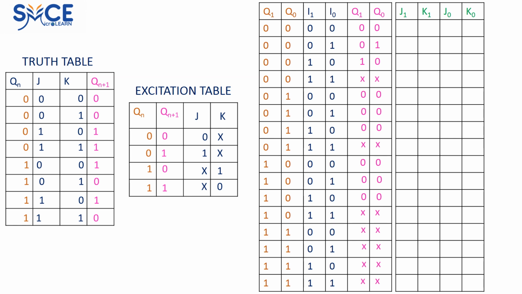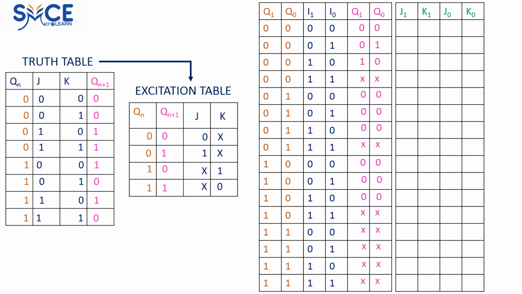From the truth table, we can derive an excitation table which gives the inputs to be applied to the flip-flop in order to effect a transition from a previous output to a next required output. It should be noted that the previous output is the one before the application of clock and the next output is the one that is obtained after the application of clock, and they are shown in brown and pink color respectively.